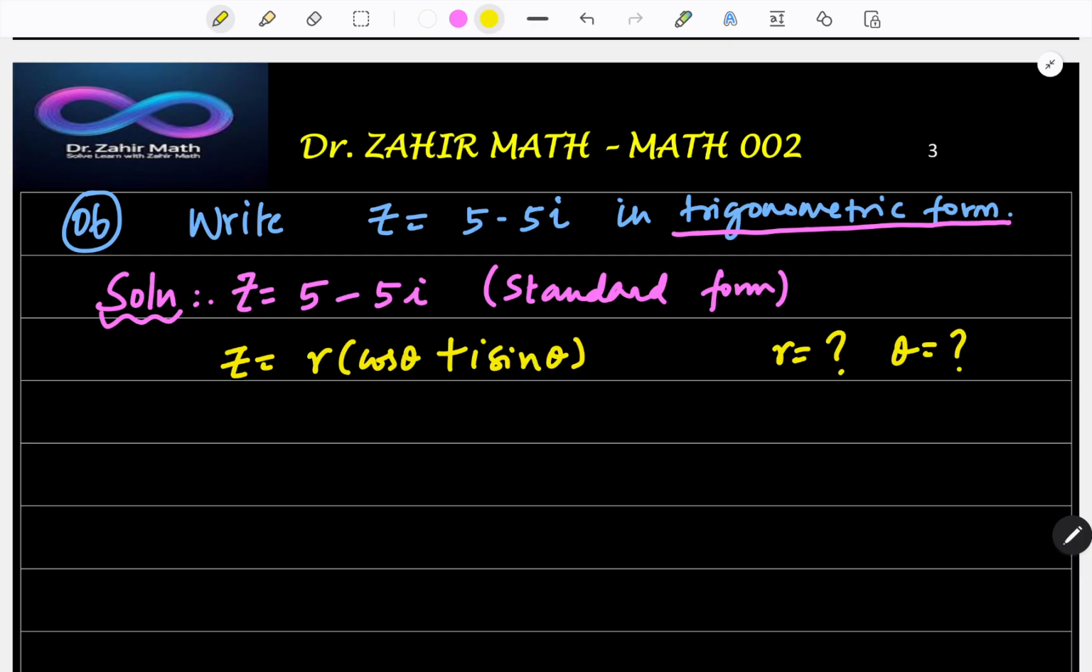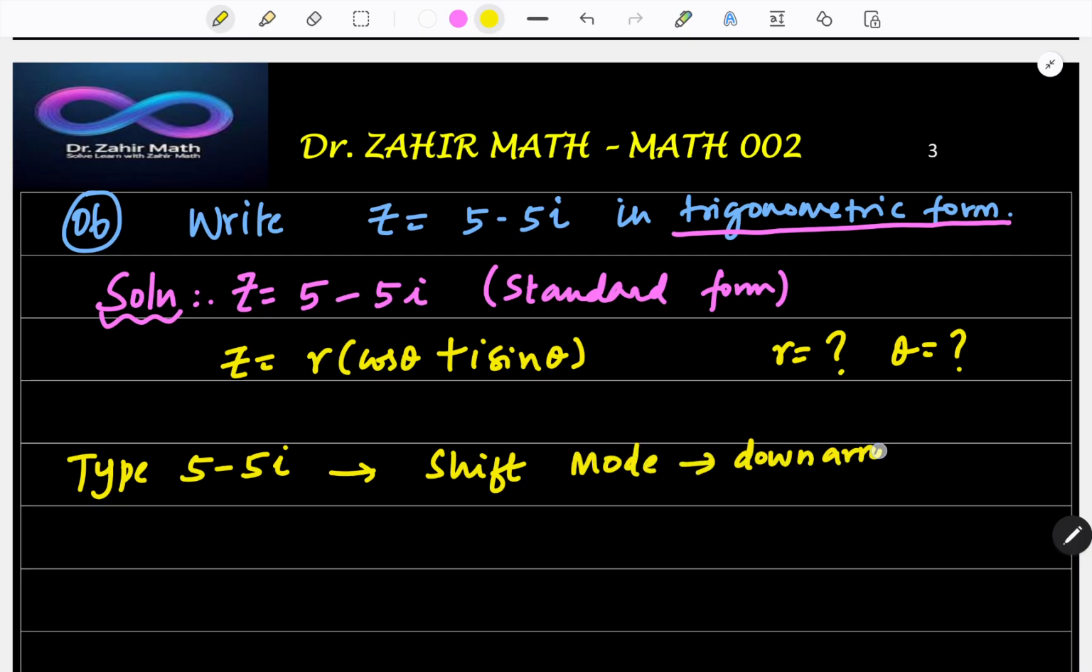Okay. Already your calculator is in the same mode. If you want, once again I'll repeat, no problem. So first you need to type 5 minus 5i. Once you type 5 minus 5i, then use shift mode, then down arrow. Then press number 3, then press number 2, because number 2 is r and theta. And then press the equal sign.